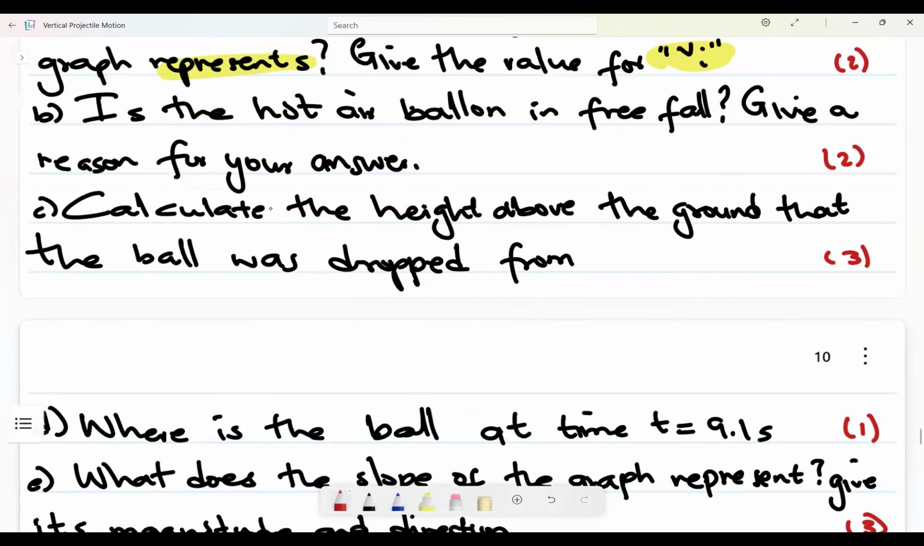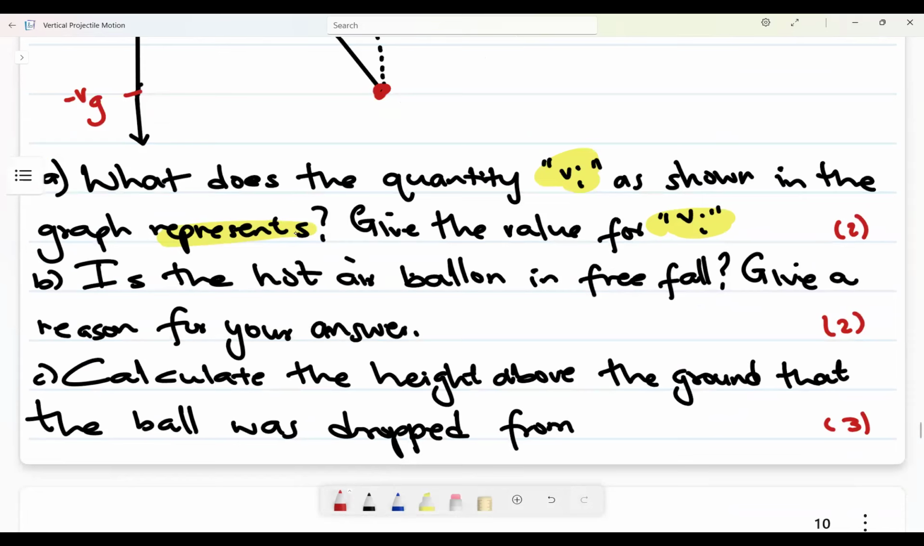Okay? Either way, I just did these questions. I did not take it from any exam question. I just created them because I know the structure that they like to ask. Okay? The second one says, is the hot air balloon in free fall? A very interesting question.